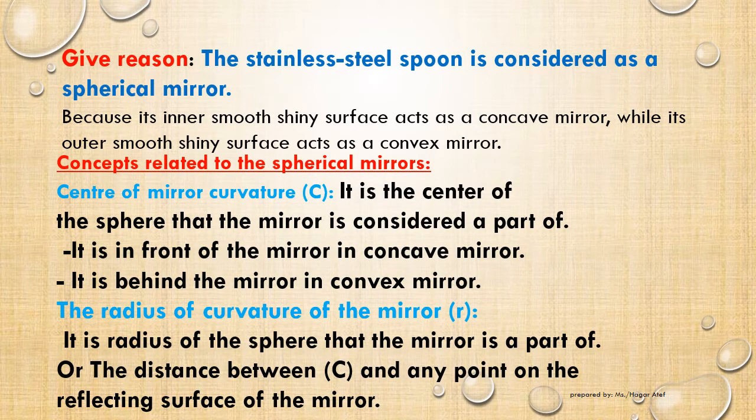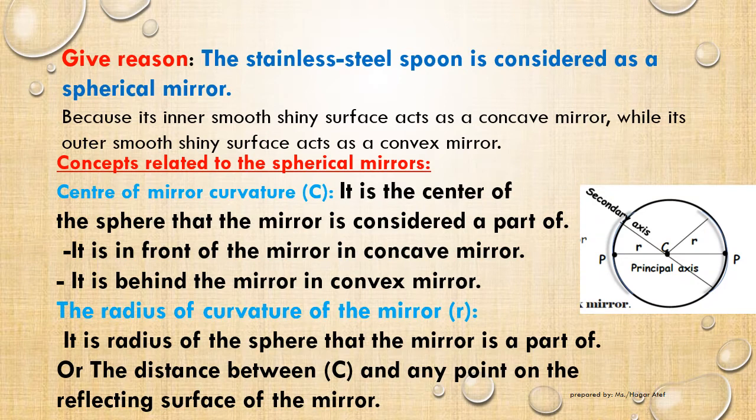Concepts related to the spherical mirrors. Number 1, center of curvature of the mirror, C. It is the center of the sphere that the mirror is considered a part of. It is in front of the mirror in a concave mirror, and it is behind the mirror in a convex mirror. Number 2, the radius of curvature of the mirror, R. It is the radius of the sphere that the mirror is a part of, or the distance between C, the center of the mirror curvature, and any point on the reflecting surface.